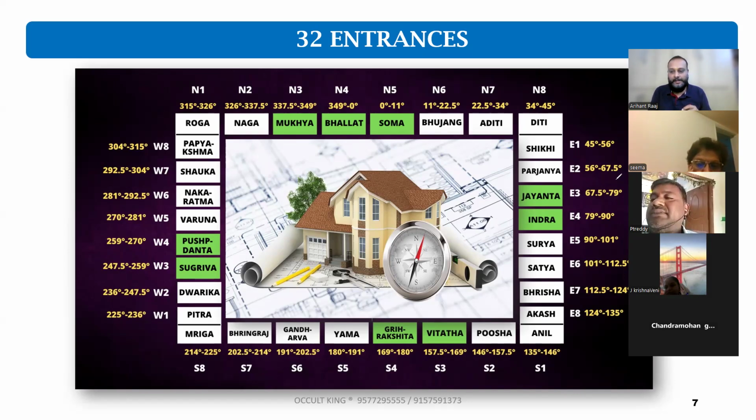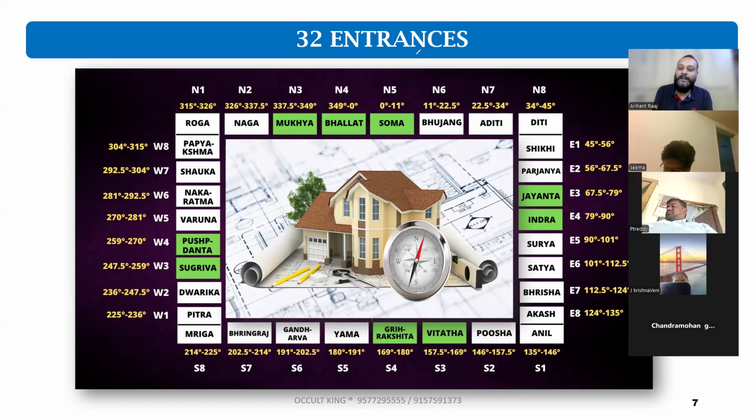Yes, clockwise. And remember one thing, a thumb rule: in every direction only 3 and 4 are good entrances. Write it down. Every direction, 3 and 4 are good entrances. Rest are all negative entrances only. This is a very, very important slide. I'm telling you, with the proper degrees, with proper devatas, everything is there.